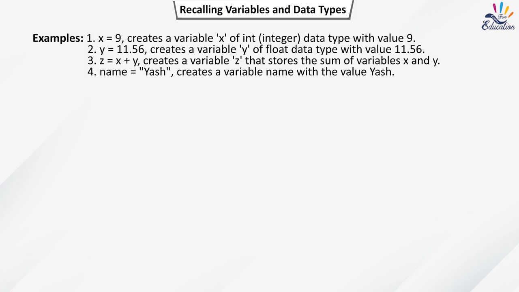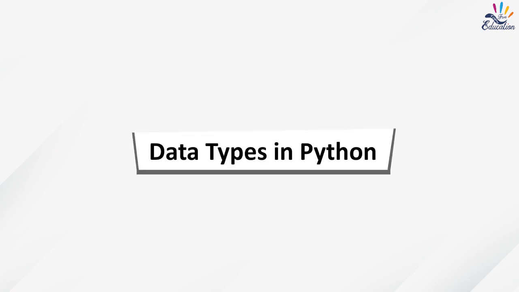y = 11.56 creates a variable y of float data type with value 11.56. z = x + y creates a variable z that stores the sum of variables x and y. name = "Yash" creates a variable name with the value Yash.